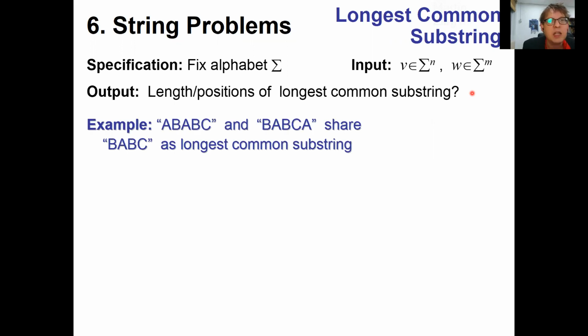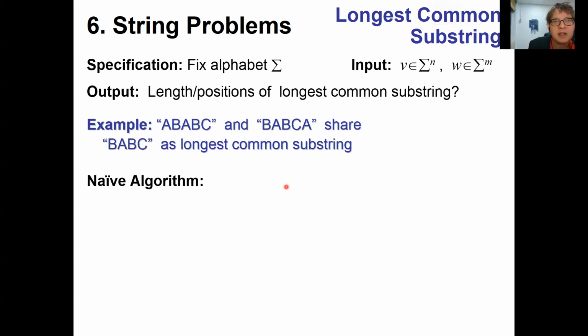Here's an example instance of that problem. ABABC is the first input string, BABCA is the second input string, and observe that in this example, both strings have the same length, just for illustrative purpose. Then what is the longest common substring? It's BABC. It is a substring to both, right? BABC occurs here, BABC occurs here, and it is the longest. It has length 4, but there is, of course, no common substring of length 5 because the input strings have length 5 and they are not equal, so there cannot be a common substring of length 5.